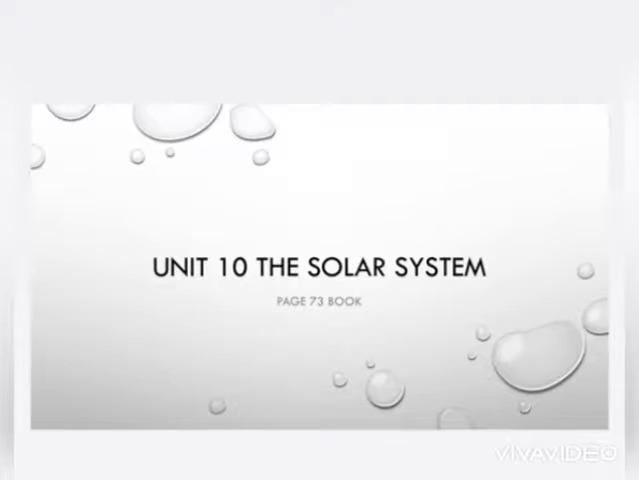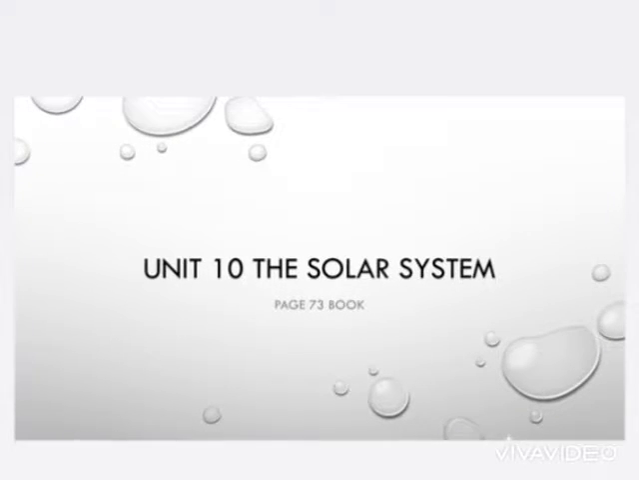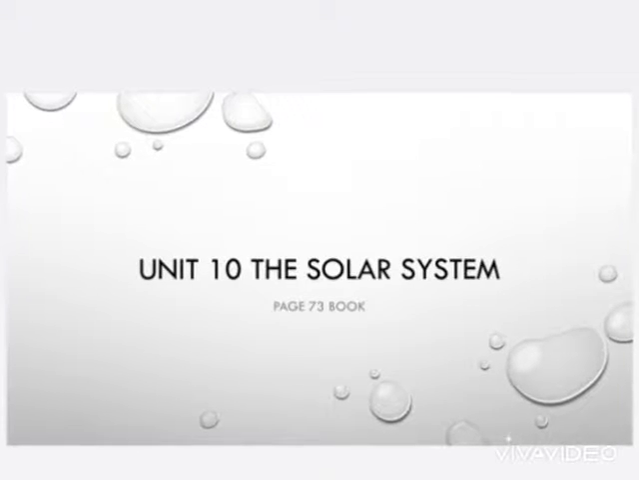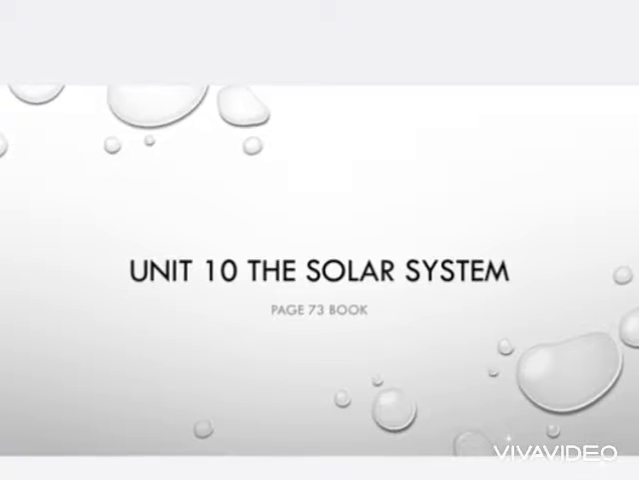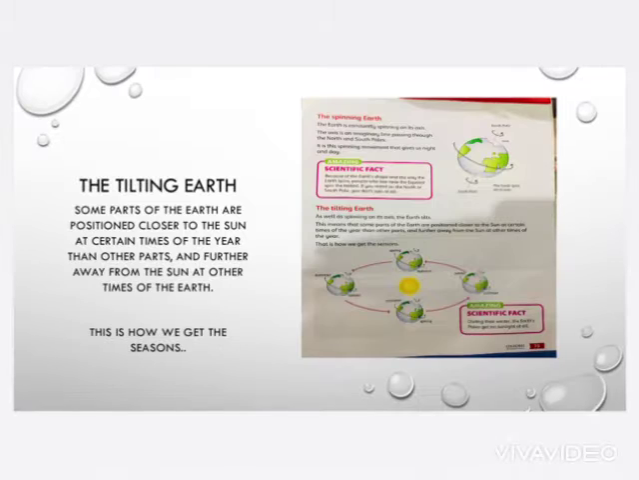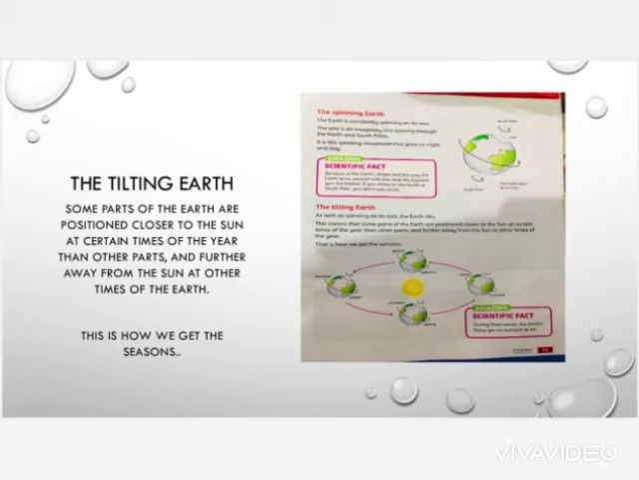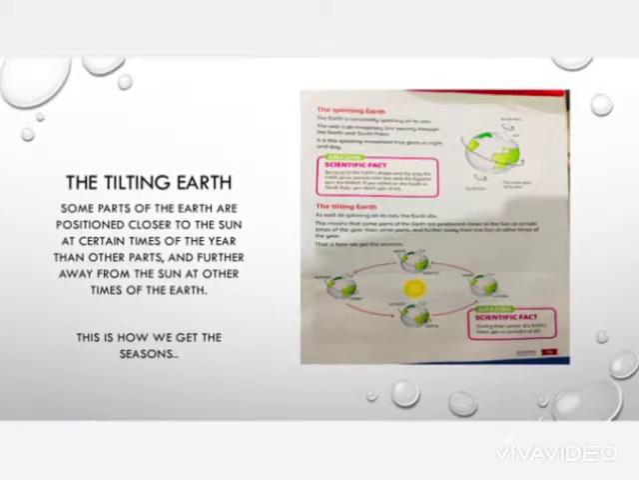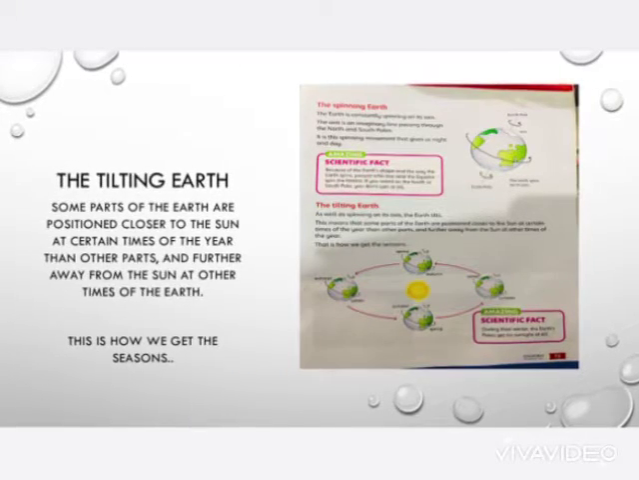The chapter that we have started is unit number 10, the solar system. The topic that we will read today is from your book, page number 73. Here is a picture from your book page number 73. Here is a diagram. You have to draw this diagram on your interleaf page with the question that we will do today. The topic is tilting earth.